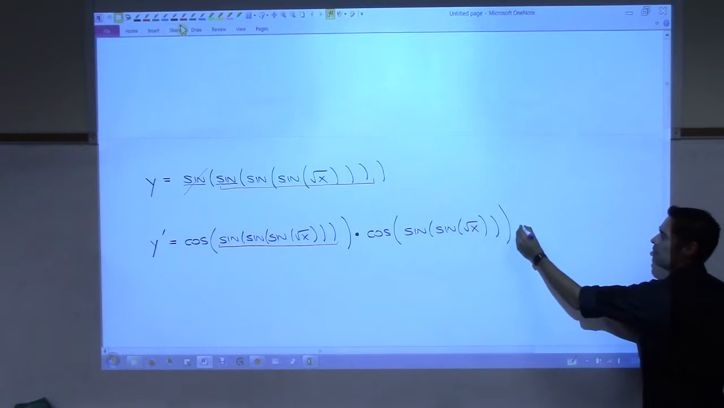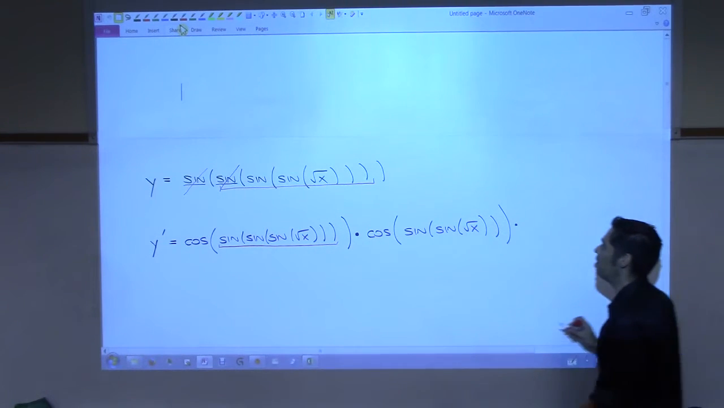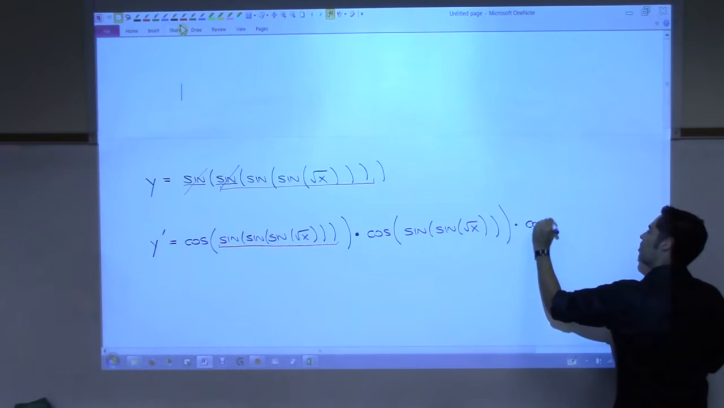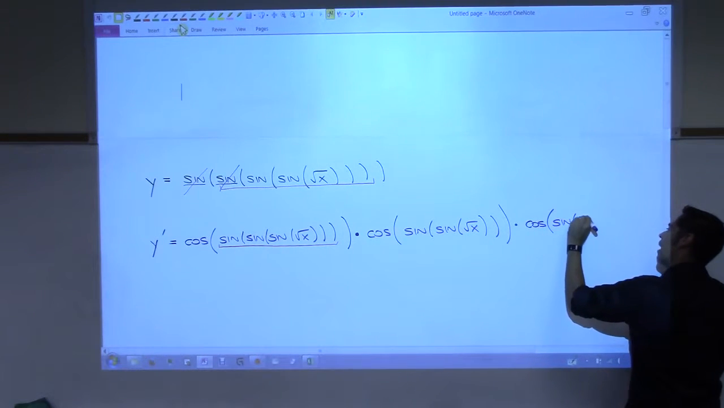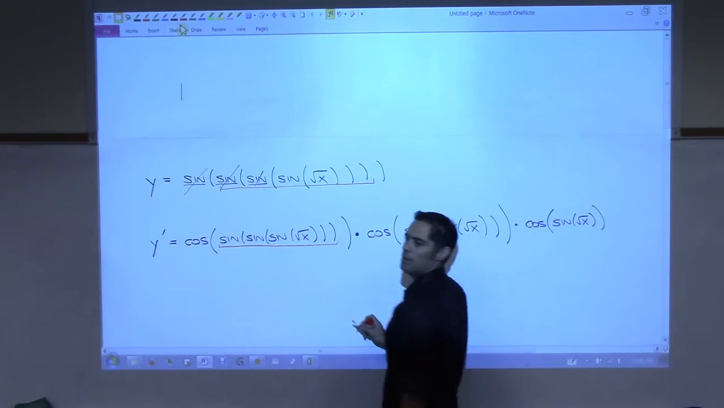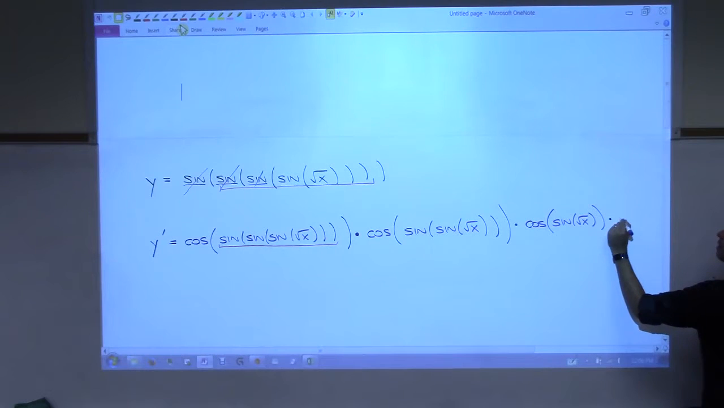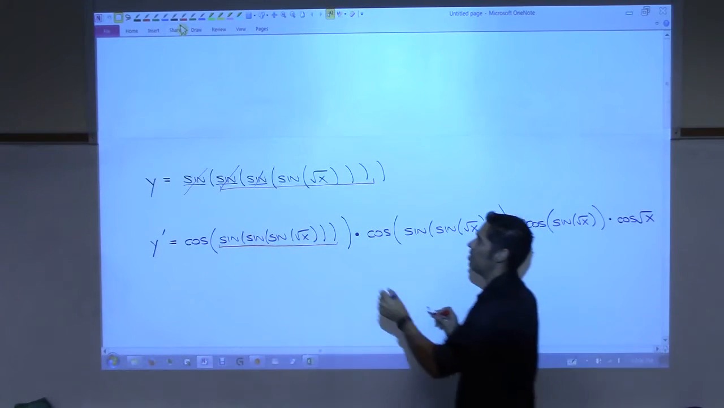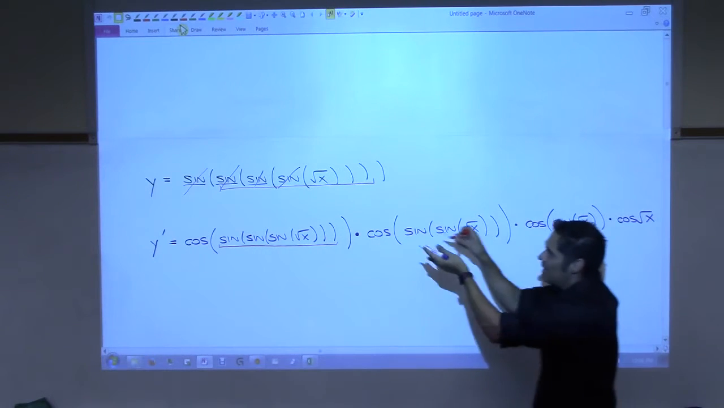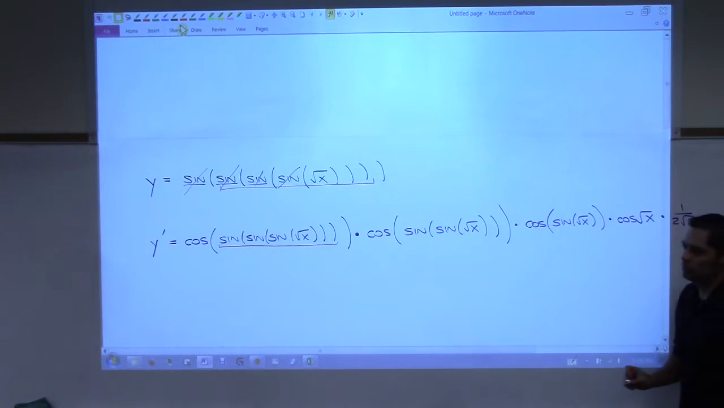Times, again, so I've done this one. Cosine of just a single sine of root x. So I've done that one. One more to do. So times cosine of root x. I've done all the trig stuff. I'm finally at the inside piece. Times 1 over 2 root x. That's it.